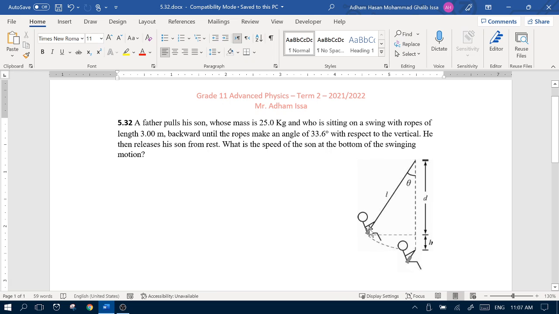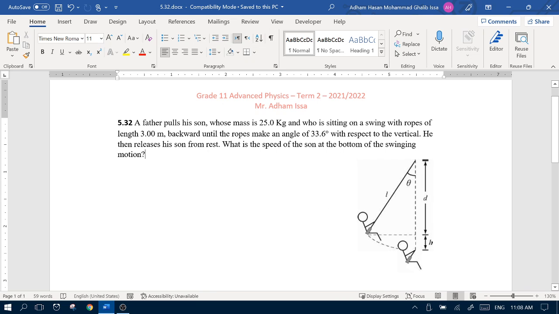So we can assume initially he was here, he was pulled back to this situation, and then he moved to this point. Now the ropes make an angle of 33.6 degrees with respect to the vertical. So this angle theta, we know it to be 33.6. He then releases his son from rest. So at this point he was resting, he was not moving, so the initial velocity is 0. And then, due to the gravitational energy he gained from this height, he will transfer all of this gravitational potential energy into kinetic energy so that he will go back to his initial place in here.